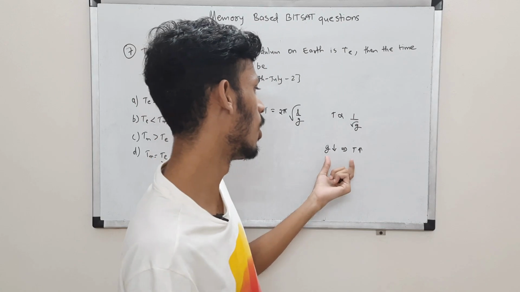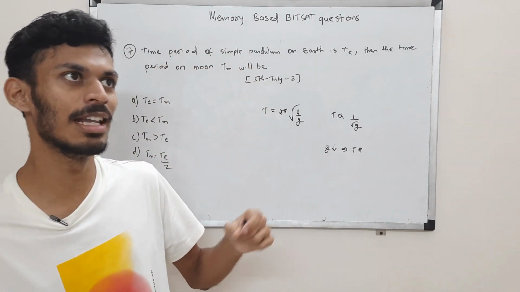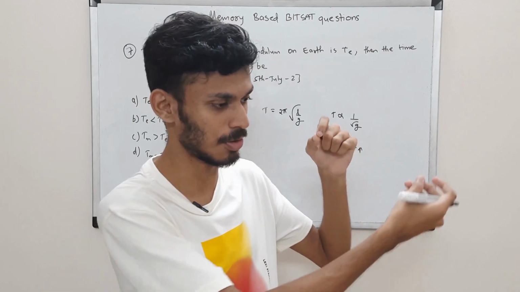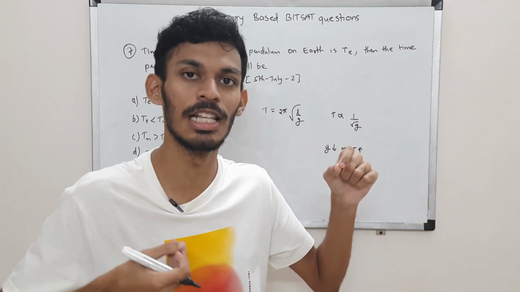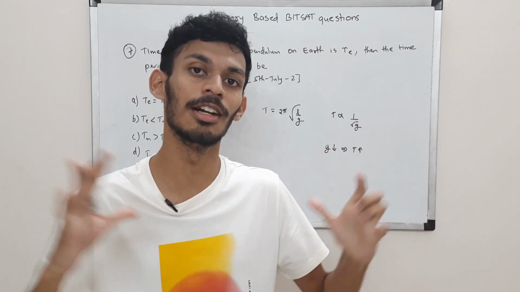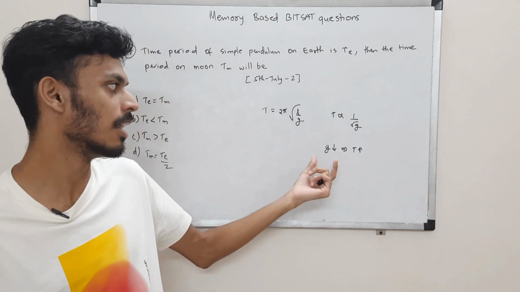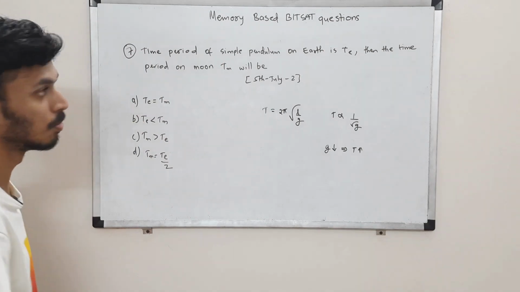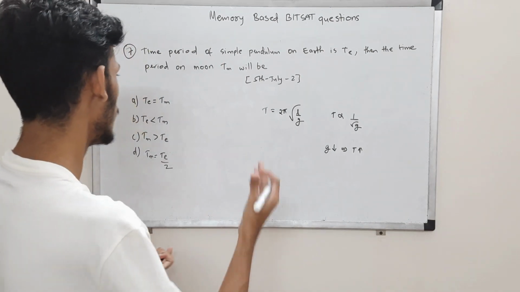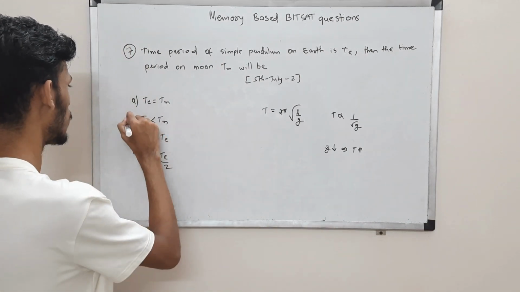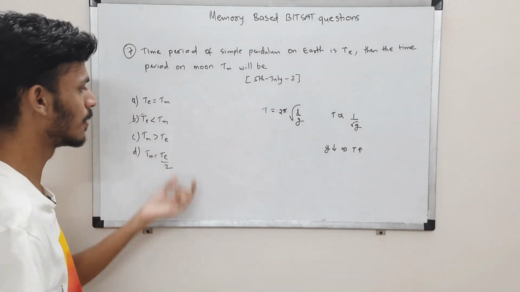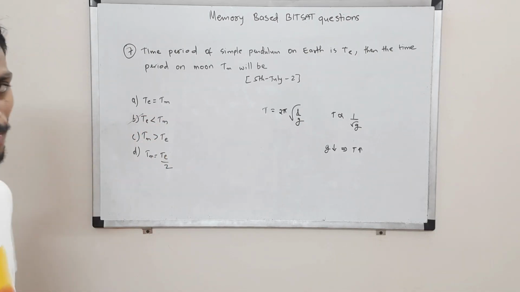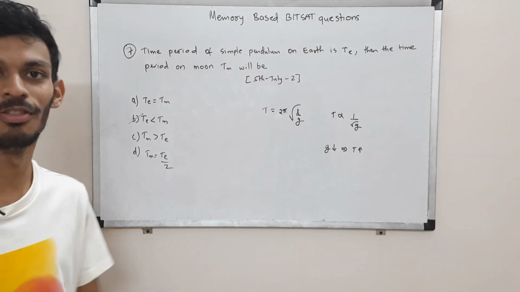Whereas on the Moon, the gravity will be less, so it will pull it down with a lesser force, and the oscillations will be bigger, or the time period will be bigger. So where the gravity is less, the time period will be more, which means gravity on Moon is less, which means time period on Moon is more. So option B, time period of the simple pendulum on Moon is more than that of Earth. Yes, that's your answer. Over to the next question.